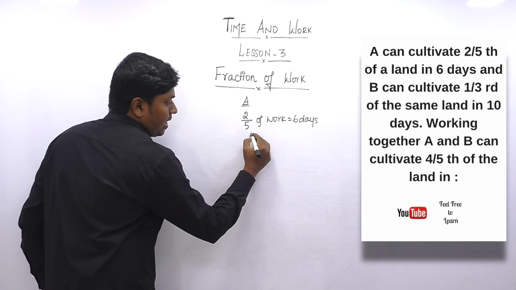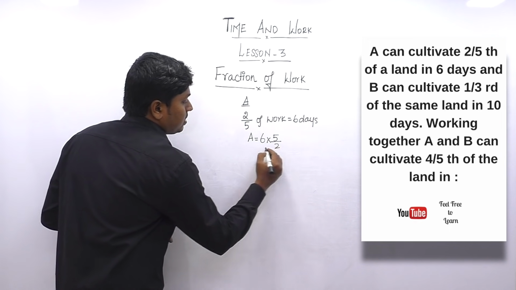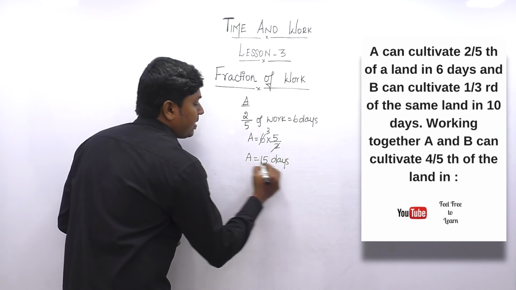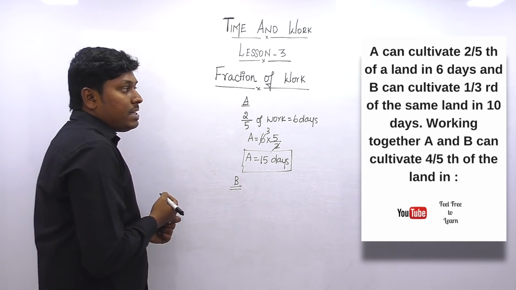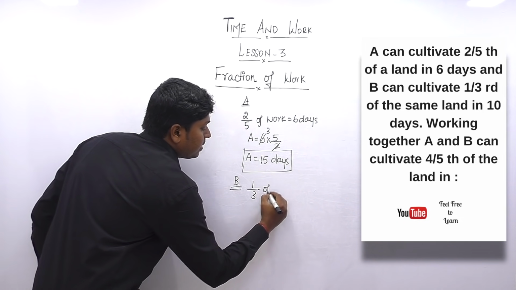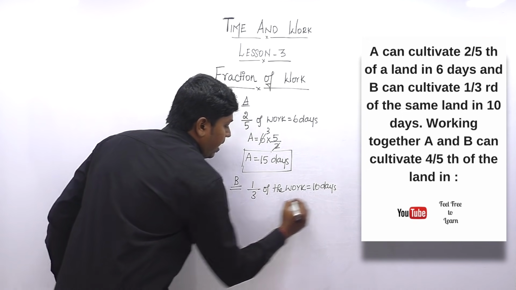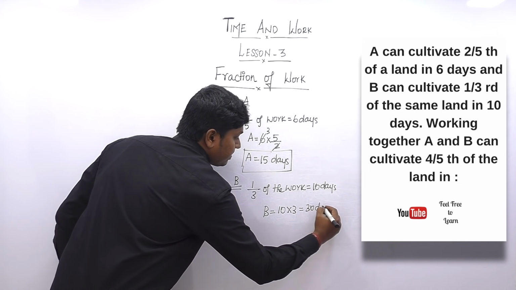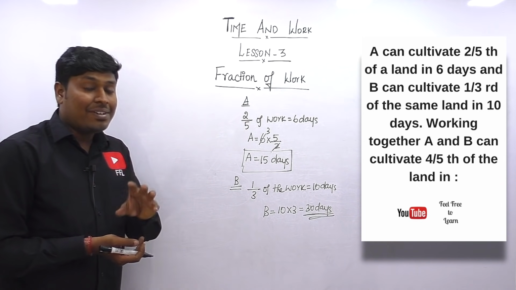So for cultivating the entire land, A is equal to 6 into 5 by 2. When you cancel, this becomes 3, so A alone takes 15 days to cultivate the complete land. Point number 2: B can cultivate 1/3 of the same land in 10 days. So B's work is 1/3 of the work in 10 days, so B alone will cultivate the complete land in 10 into 3, which is 30 days.